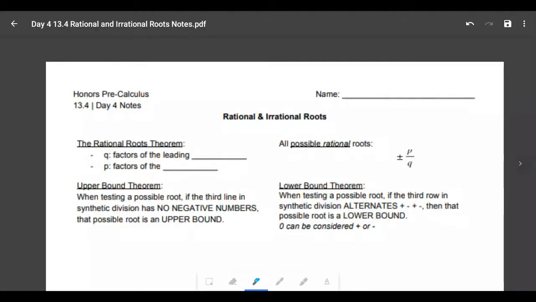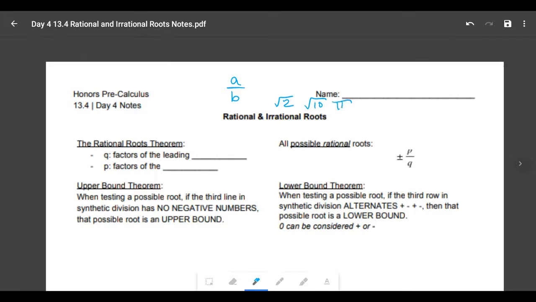All right, so today we're going to talk about Chapter 13, Day 4 notes, which focuses on rational and irrational roots. So as a reminder, a rational number can be written as a over b. That might reduce to a whole number, a fraction, decimal, a repeating decimal, a truncated decimal. But an irrational number would be something like square root of 2, square root of 10, or pi.